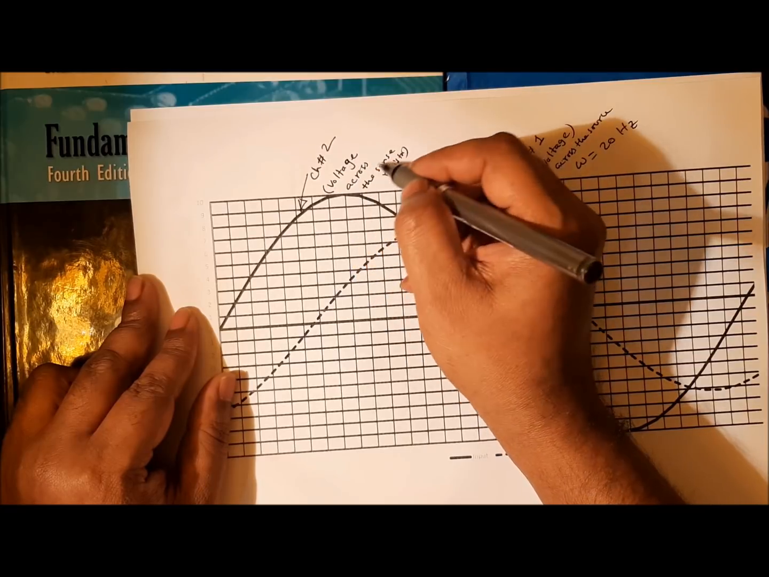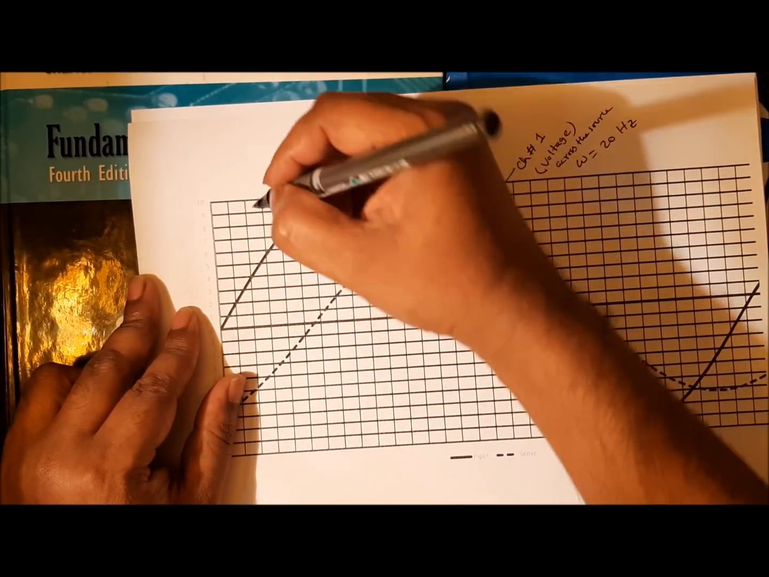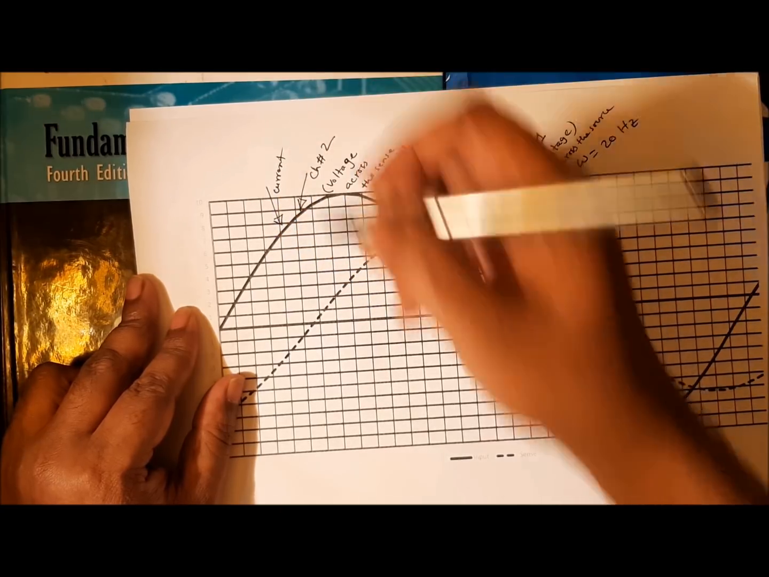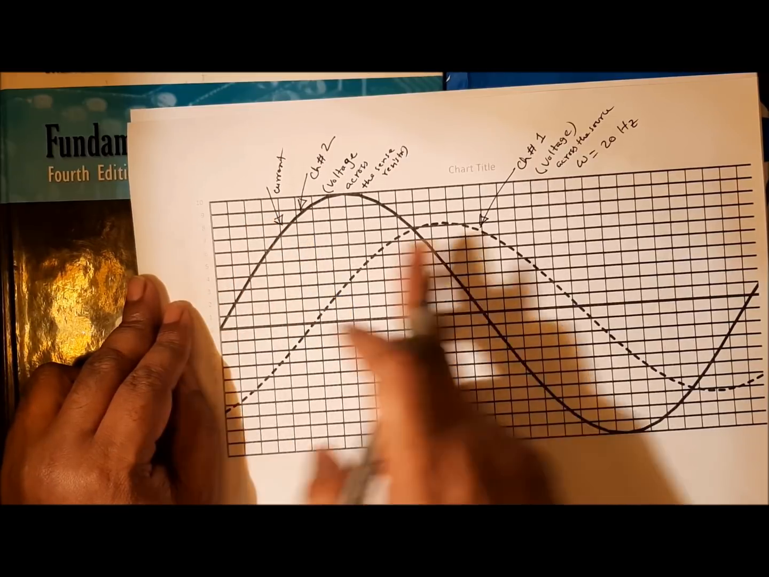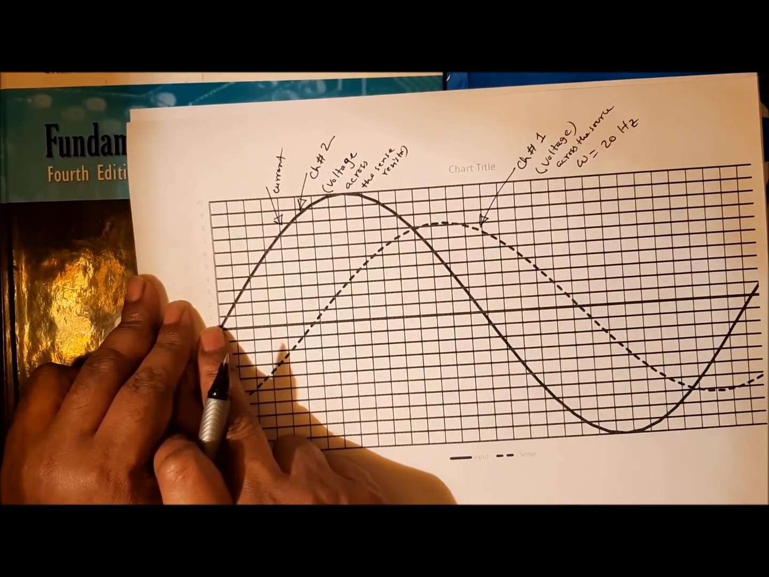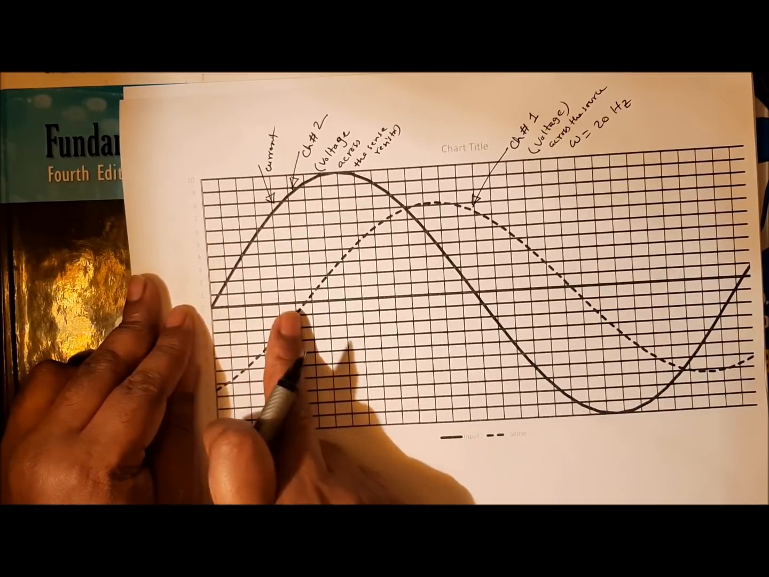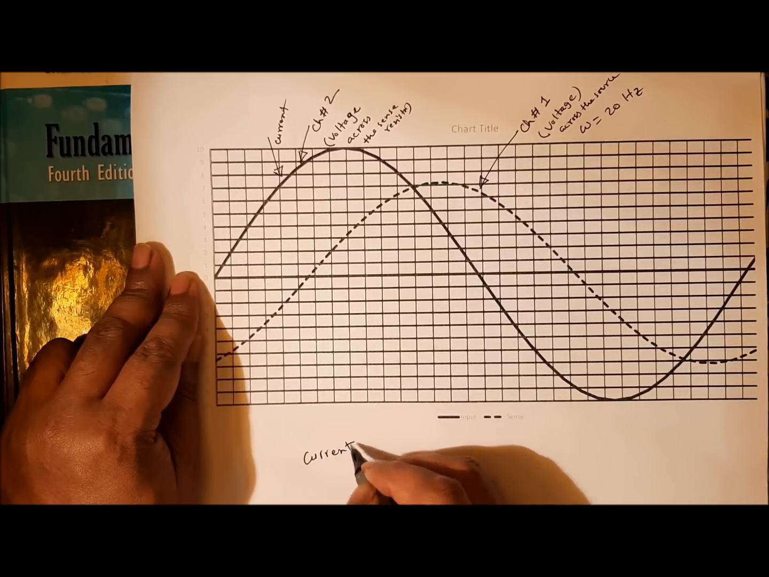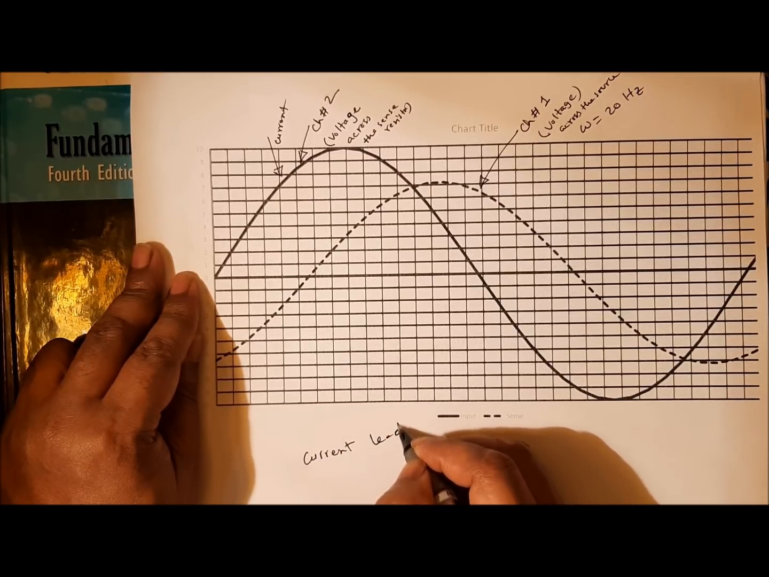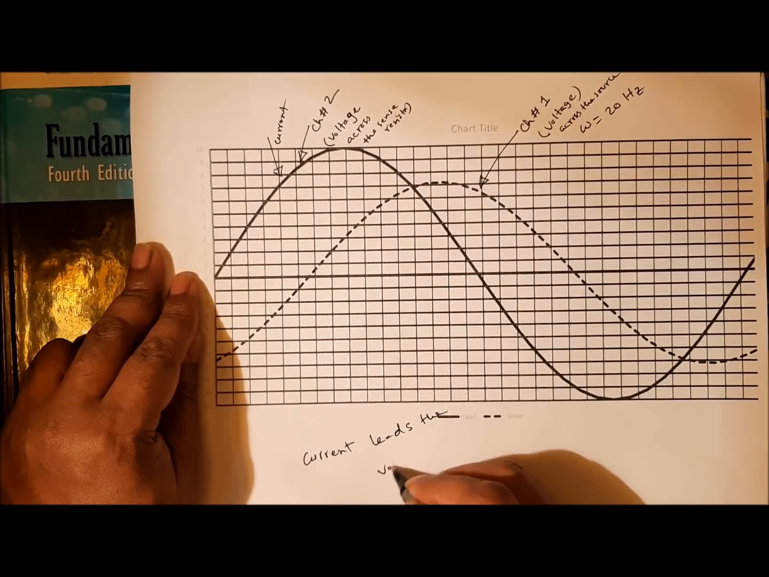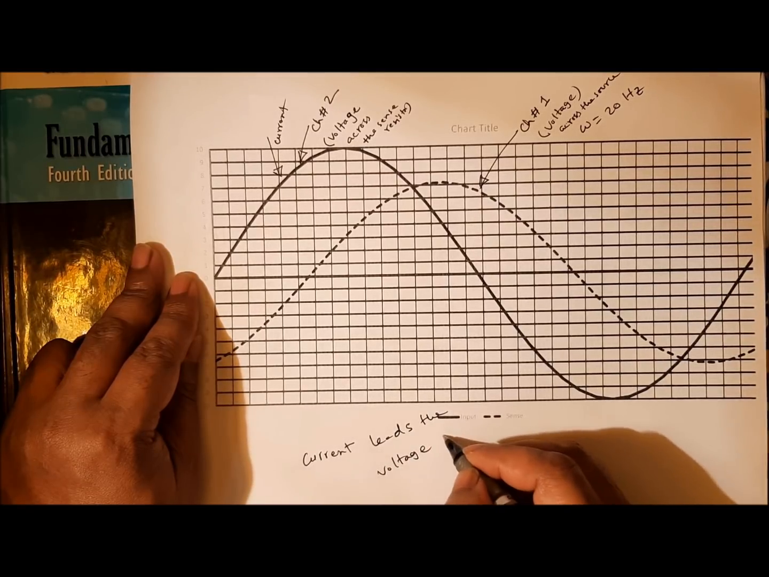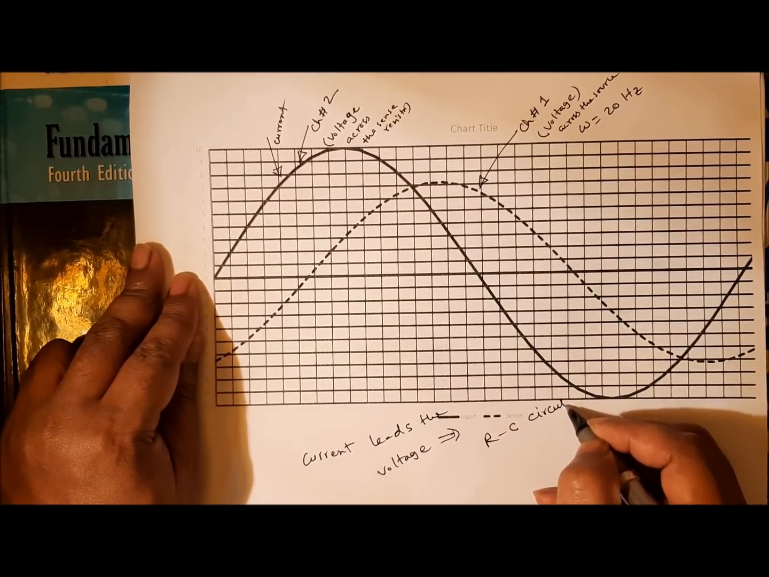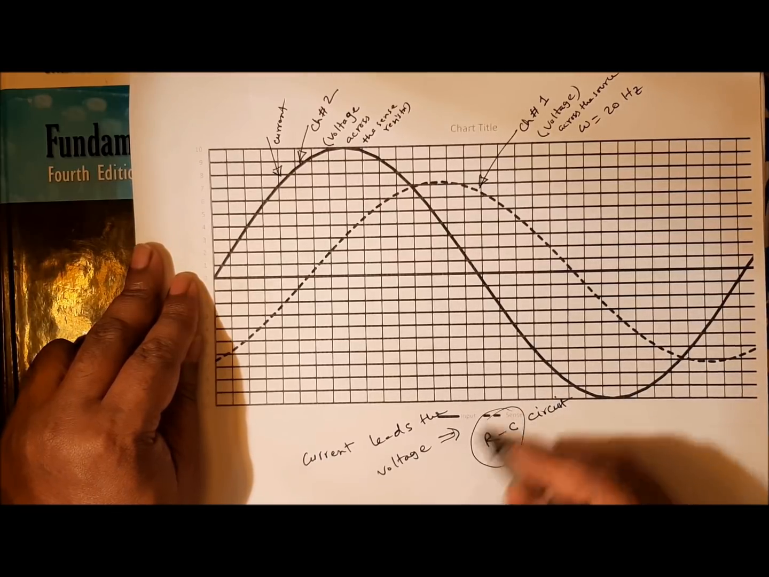As you see, the voltage across the sense resistor is equivalent to current. So basically this is current. Now we have current and voltage. Here you see current leads the voltage. So you can write: current leads the voltage. Therefore it will be an RC circuit. So we got an RC circuit.